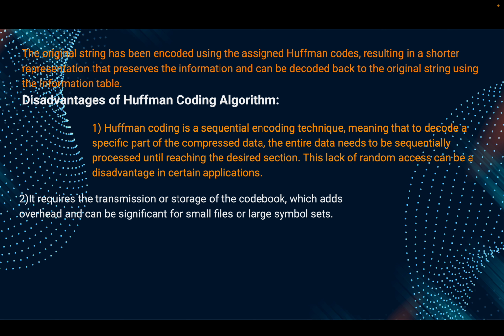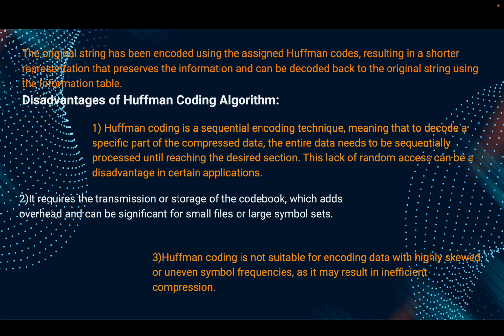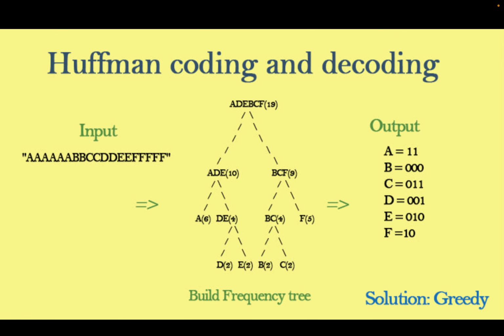It requires the transmission or storage of the code book, which adds overhead and can be significant for small files and larger symbol sets. Huffman coding is suitable for encoding data with highly skewed or uneven symbol frequencies, as it may otherwise result in inefficient compression. You can have a look at this tree.